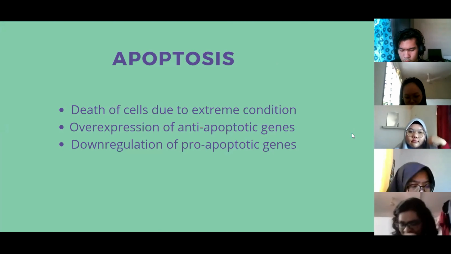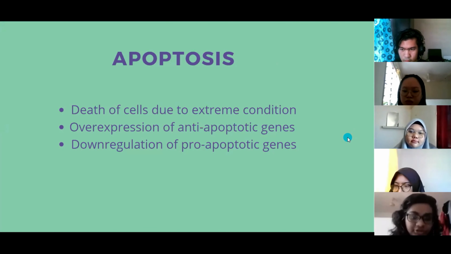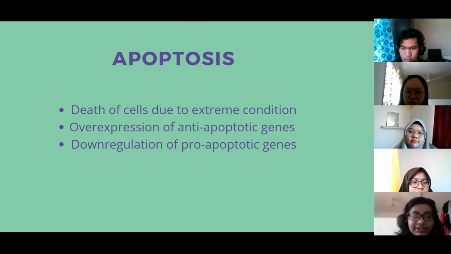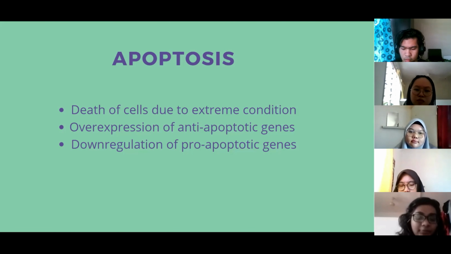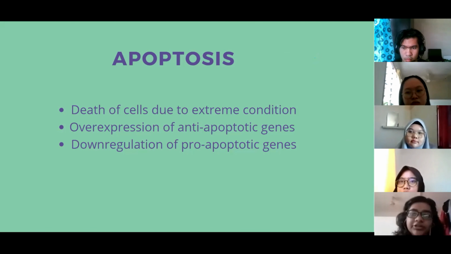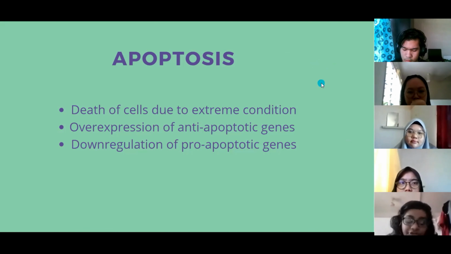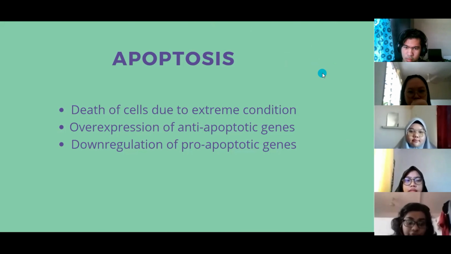Apoptosis is where the cell dies due to high stress condition. Delaying apoptosis can be done by overexpressing anti-apoptotic genes, which not only increases the cell viability but also increases the monoclonal antibody production. Besides, downregulating or decreasing the pro-apoptosis gene inhibits the activation of downstream caspases when apoptotic stimuli is present.